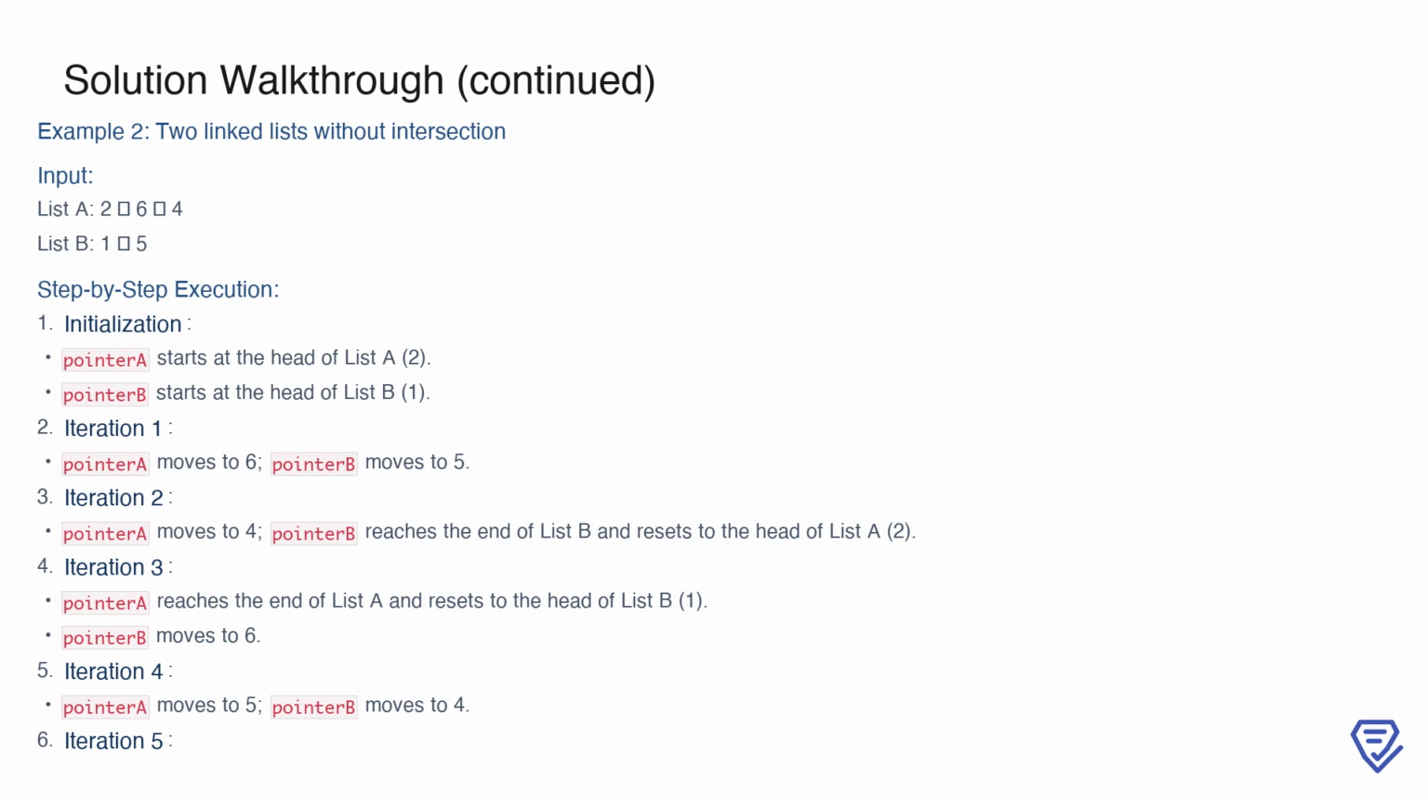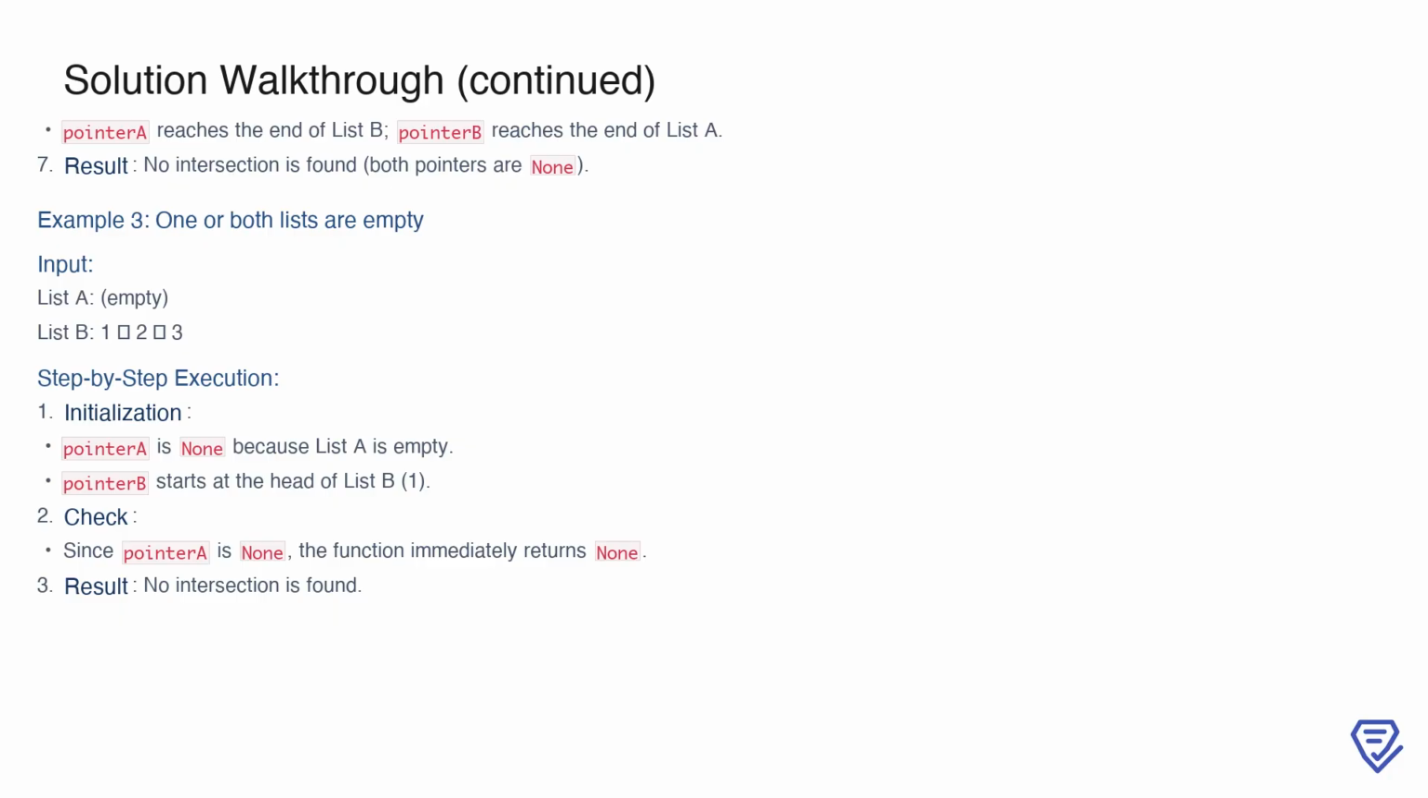Similarly, pointer A reaches the end of list A and resets to the head of list B, starting at 1, while pointer B continues to traverse list A. This process continues until both pointers traverse all nodes in both lists without finding a common node. Eventually, both pointers reach the end of their respective lists, at which point they both point to None. Since the pointers never meet at a common node, we conclude that there is no intersection between these two lists.